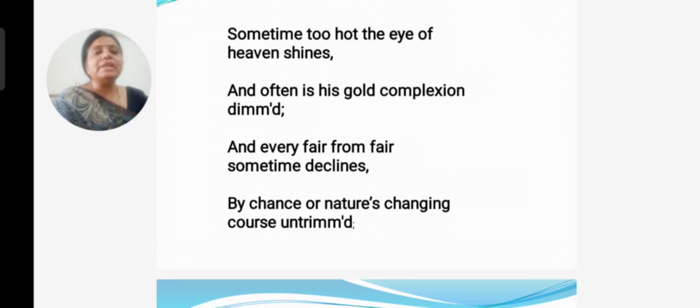"By chance or nature's changing course untrimmed." Either the beauty declines by chance, by accidents, and if not by accident, it naturally fades away because nature's changing course is untrimmed. Untrimmed means it goes on continuously. Whatever has a rise faces a fall also. So there can be no denial of the fact that beauty declines someday or the other.